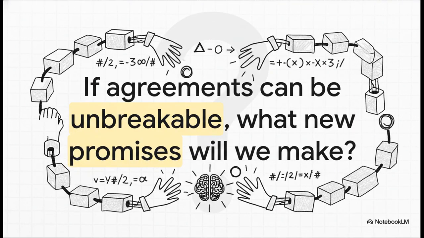Which leaves us with a really fascinating final question to chew on. This technology is so much more than just code. It's a completely new way for us to make agreements with each other. So if our promises can truly be made unbreakable, the real question becomes, what new, incredible promises are we going to choose to make?